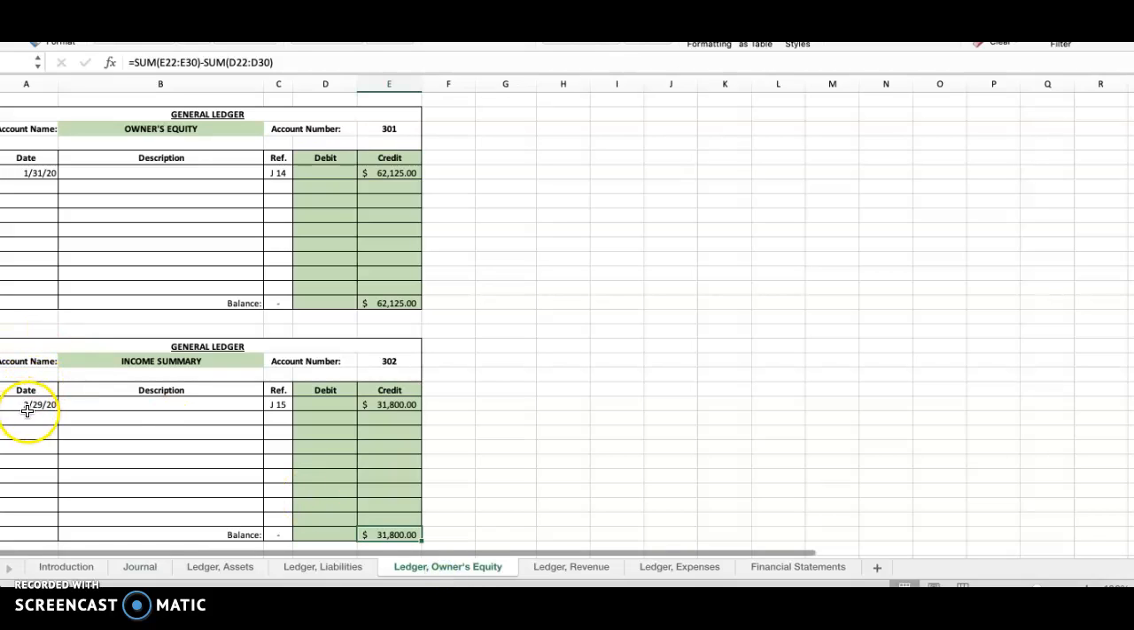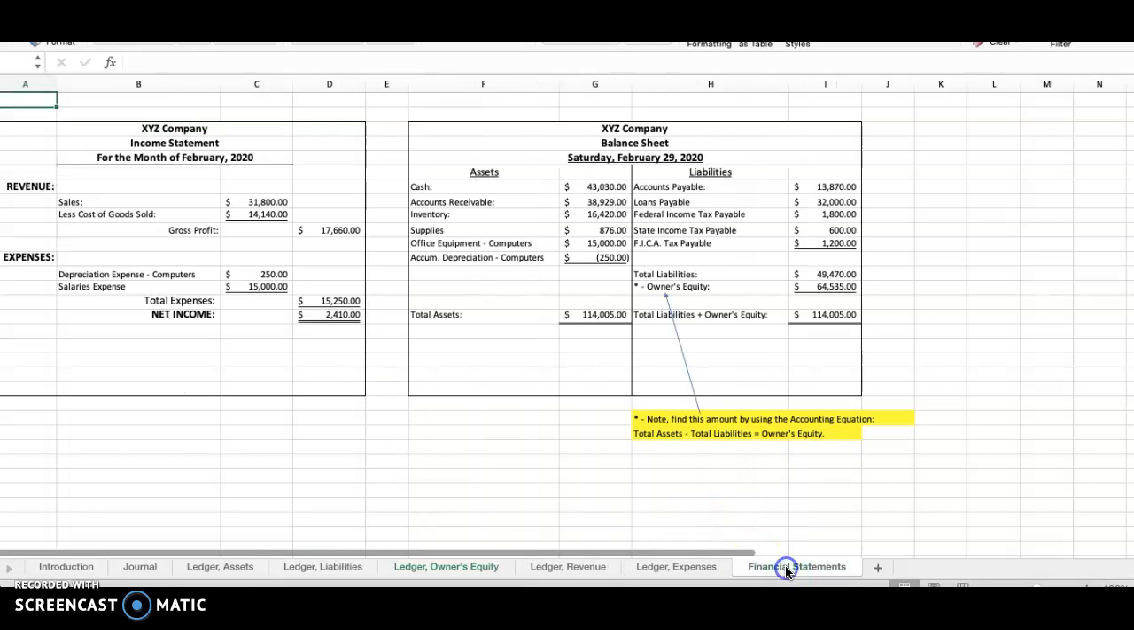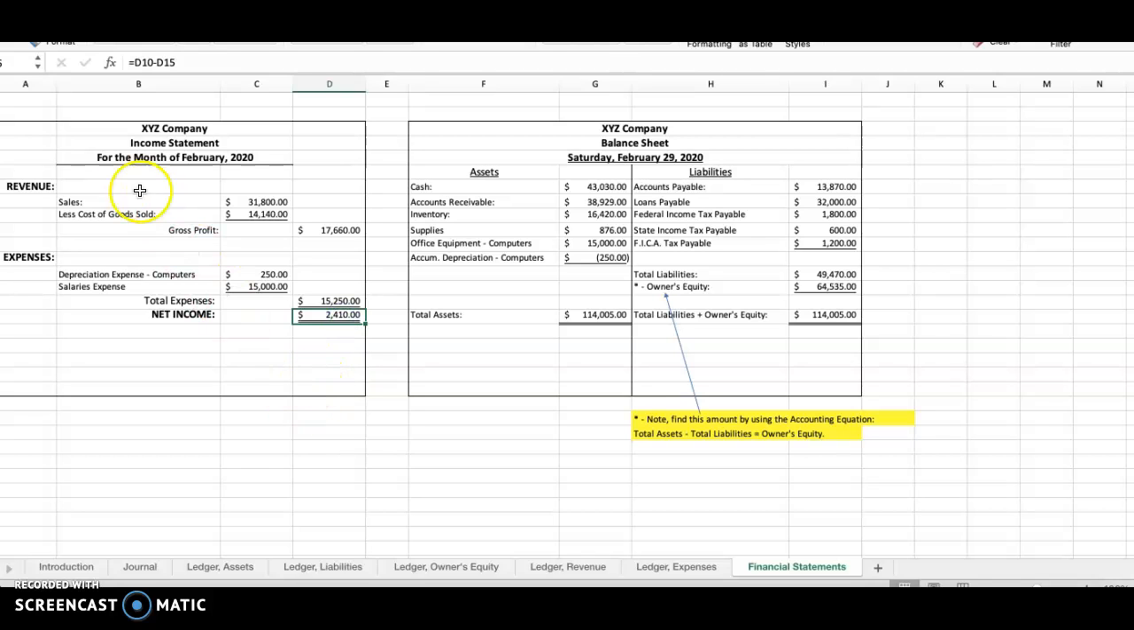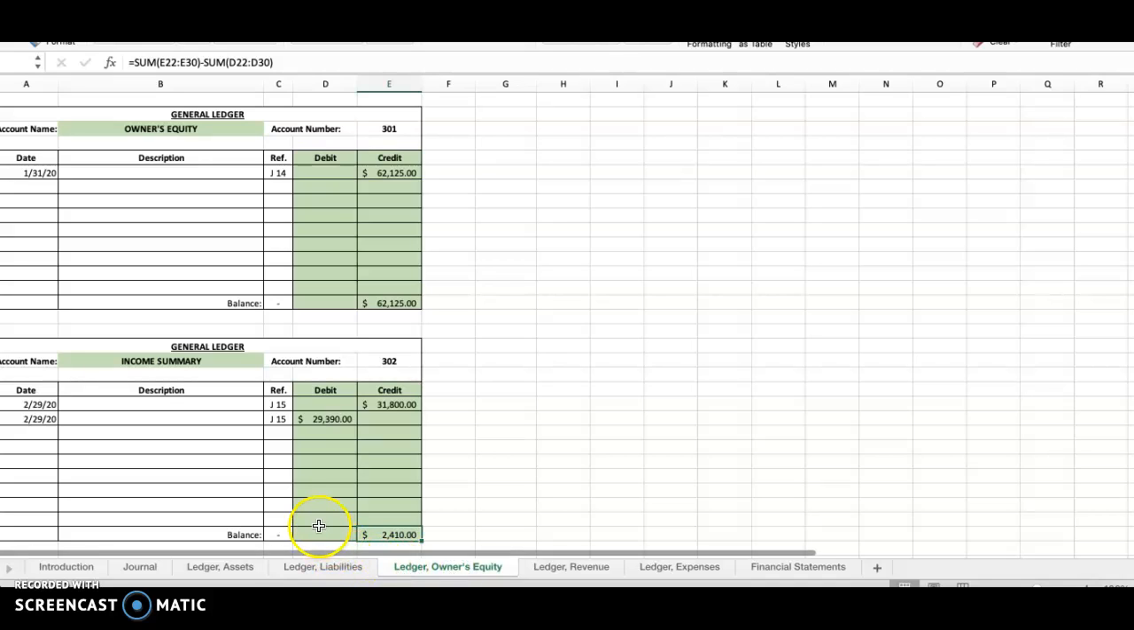So let's go back to this temporary account. J15, and I debit $29,390. And I have now a credit balance here in Income Summary. That might look familiar because if you remember on the financial statement, there's a 2410. We'll come back and explain why that makes sense in just a moment or two.